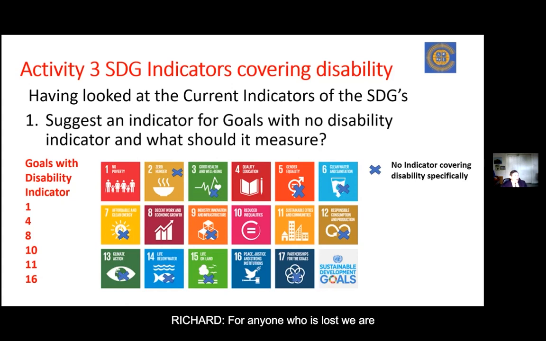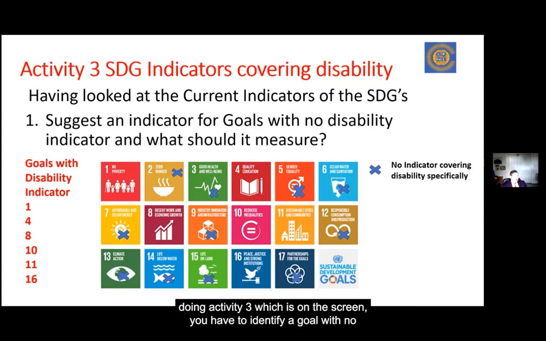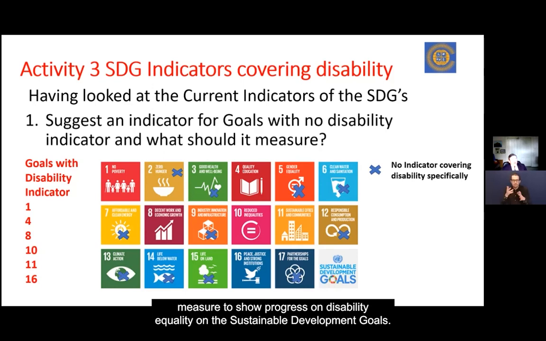For anyone who's lost, we're doing activity 3, which is on the screen. You have to identify a goal with no disability indicator. Ones in red show ones that have an indicator on the side. Ones with a blue cross, 2, 3, 5, 6, 7, 9, 12, 13, 14, 15, and 17 have no disability indicator. Pick one of those and say what it is you would want to measure to show progress on disability equality on the Sustainable Development Goals.